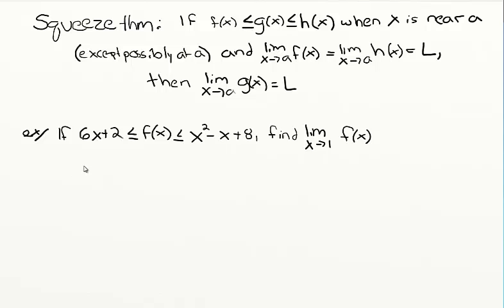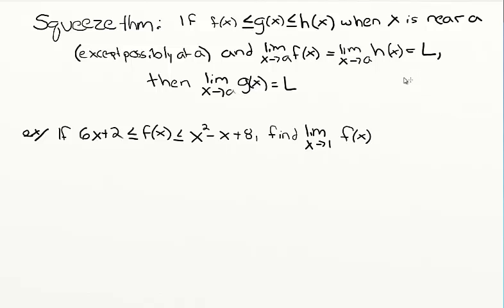This is going to be talking about the squeeze theorem, which I have written up here. So we have, if f of x is less than or equal to g of x is less than or equal to h of x when x is near a, and the limit as x approaches a of f of x is equal to the limit of h of x, which we'll call L, then we can say the limit as x approaches a of g of x is equal to L.